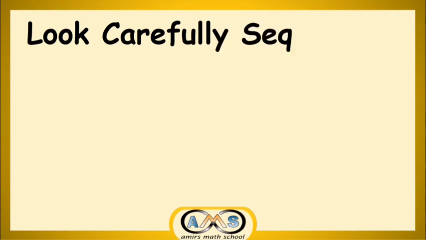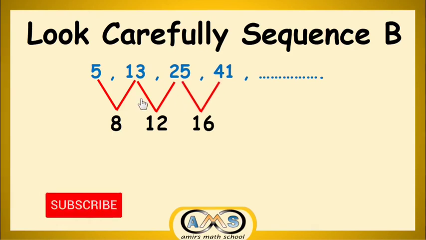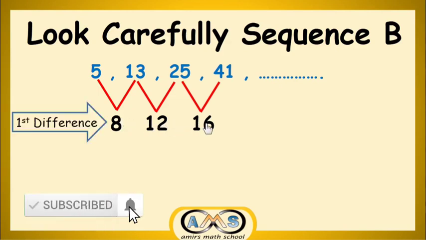Now look carefully at sequence B: 5, 13, 25, 41, and so on. We are looking for the pattern of this sequence. Similar to sequence A, first we find the difference between two consecutive terms: the second term and the first term, which is 8, the third term and the second term, which is 12, and the fourth term and the third term, which is 16. These are called the first differences.